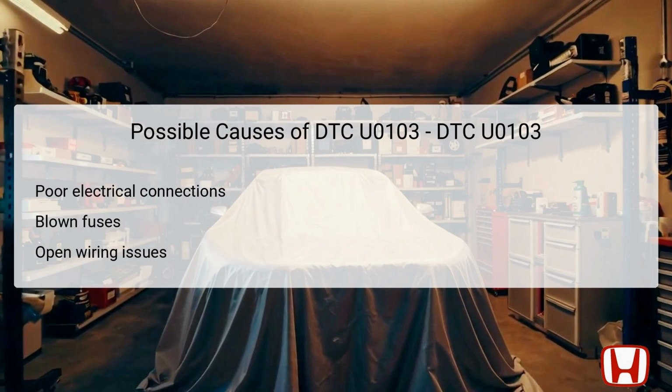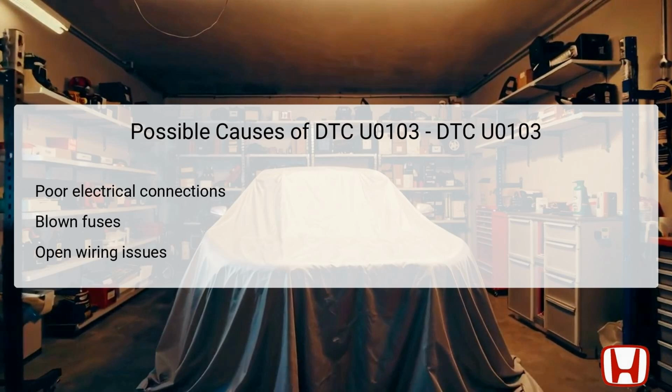There are various potential causes for DTC U0103, starting with poor electrical connections that can obstruct the flow of signals between the shifter control module and TCM. Loose or corroded terminals may create intermittent faults, preventing accurate communication. Blown fuses are another common culprit. Fuses protect the electrical circuits, and once compromised, they can interrupt the power supply necessary for module operation.